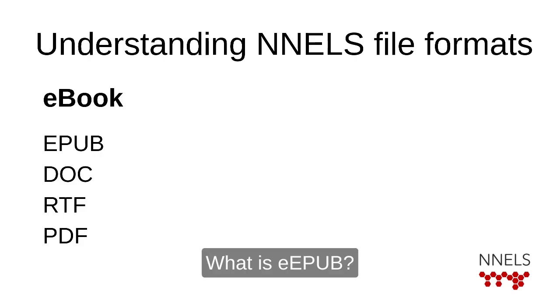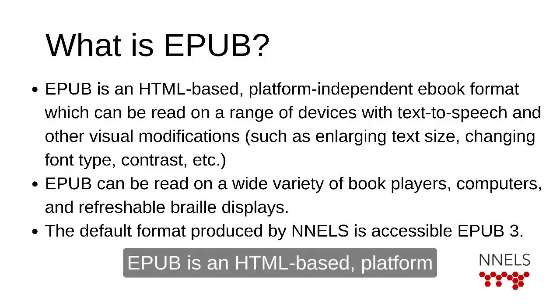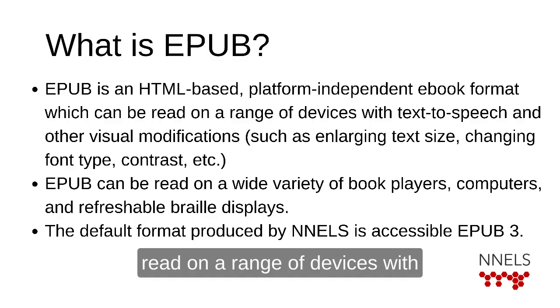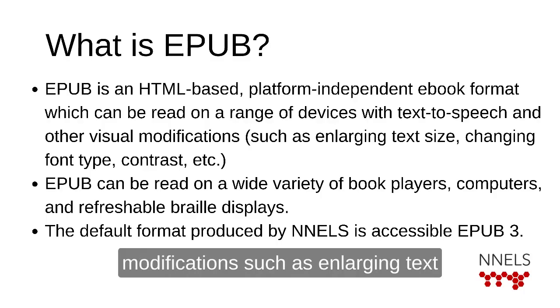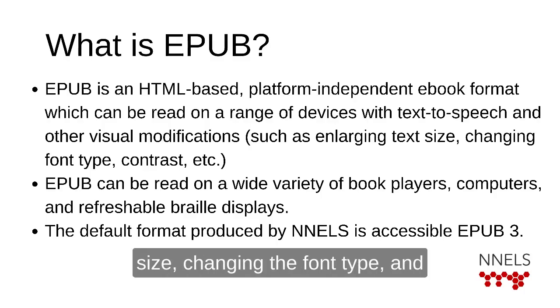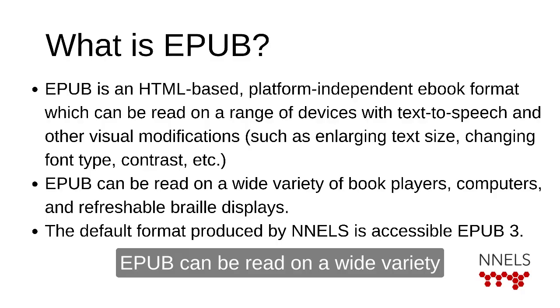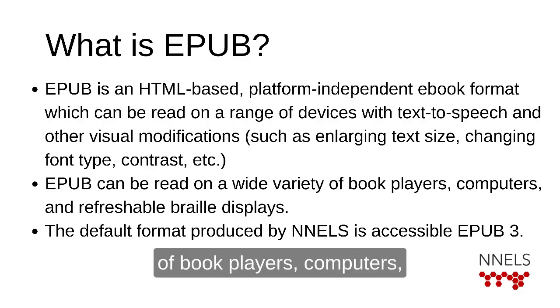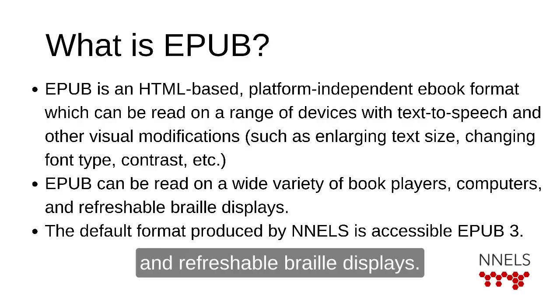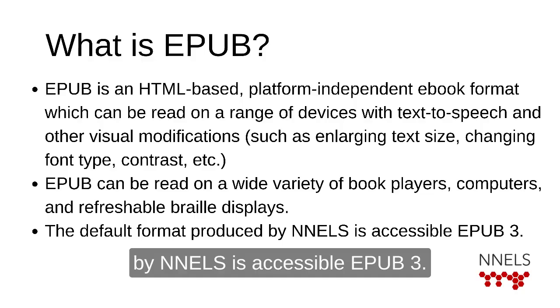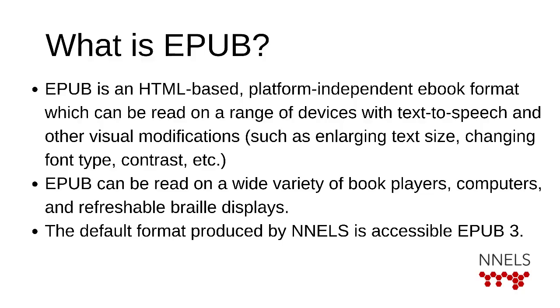What is EPUB? EPUB is an HTML-based, platform-independent ebook format which can be read on a range of devices with text-to-speech and other visual modifications, such as enlarging text size, changing the font type, and changing the contrast. EPUB can be read on a wide variety of book players, computers, and refreshable Braille displays. The default format produced by NNELS is Accessible EPUB 3.